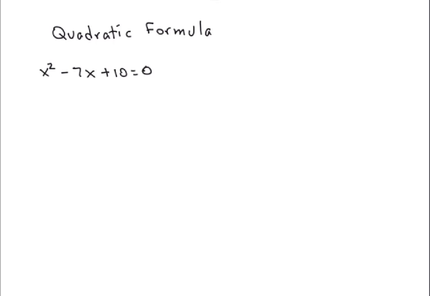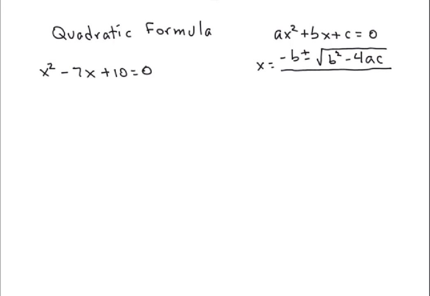And the way the quadratic formula works is if we have an equation of the form ax squared plus bx plus c equals 0, then the solution is x equals negative b plus or minus square root of b squared minus 4ac, all over 2a. And we can just immediately take our numbers, plug them into this formula, and it will give us the solution.